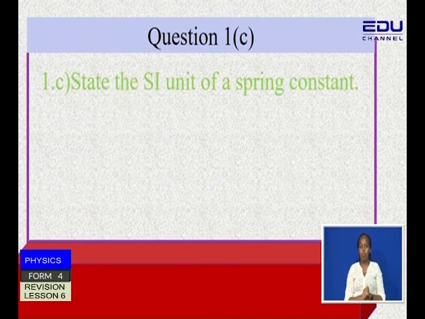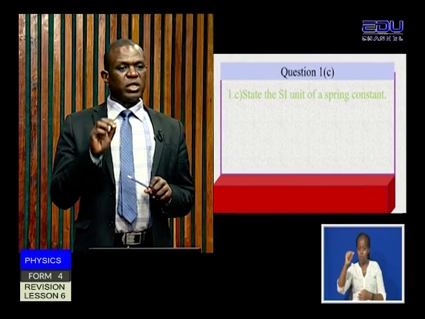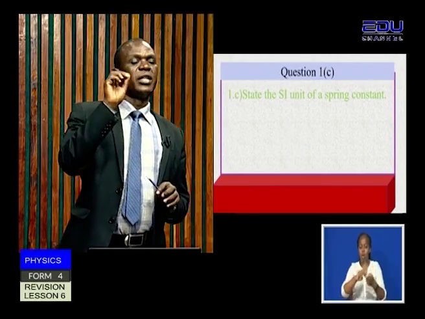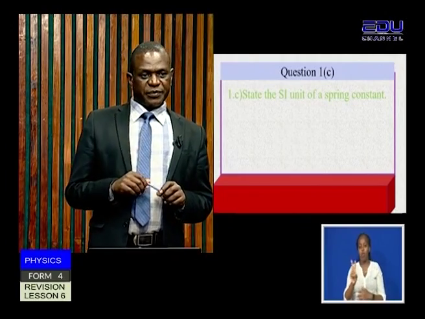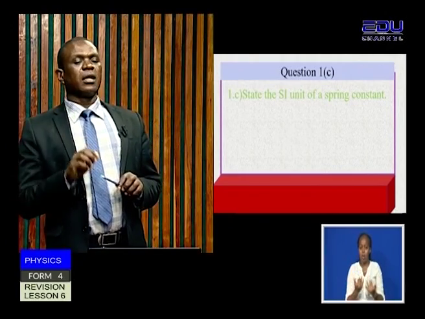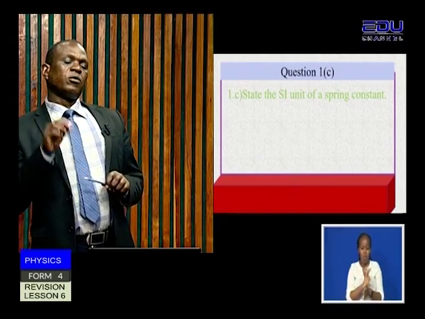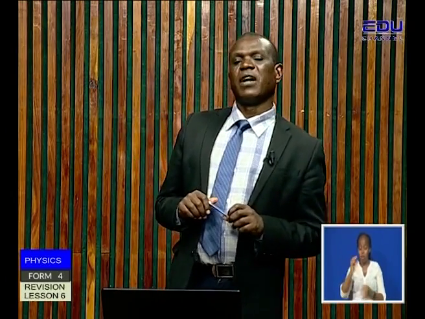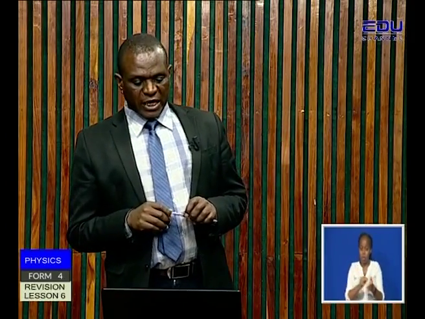Now, if you are required to state the SI unit of a spring constant, you need to know that SI units of any quantity in physics is showing a relationship between variables in a formula. So can you think of a formula that would bring what is called a spring constant? If you know that formula, then you can use the values or the variables in that formula to derive the SI units.